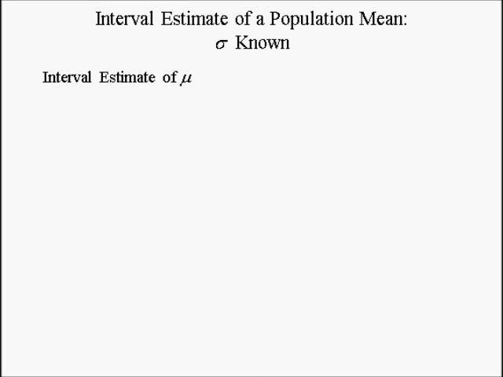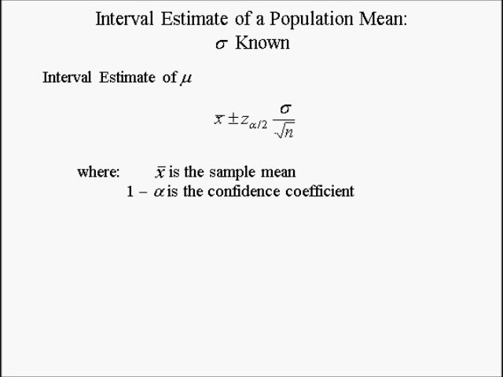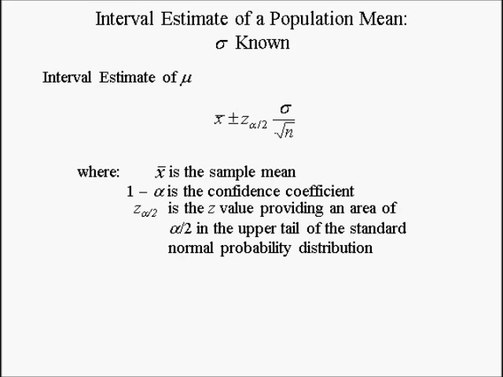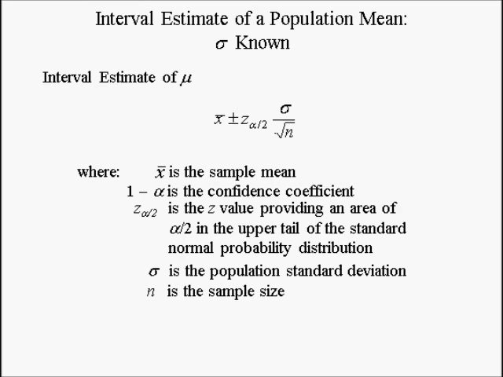The interval estimate of the population mean, mu, is x bar plus or minus the margin of error, which is the z-value times the standard error, or z-value times the population standard deviation divided by the square root of the sample size n. X bar again is the sample mean. 1 minus alpha is the confidence coefficient. Z subscript alpha divided by 2 is the z-value providing an area of alpha divided by 2 in the upper tail of the standard normal probability distribution. Sigma is the population standard deviation, and n is the sample size.